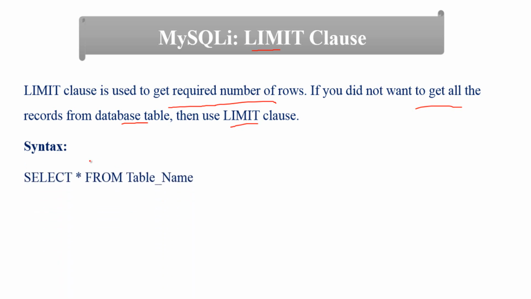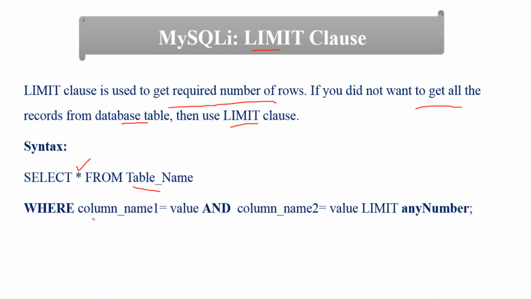Its syntax is: select all from table name. All means all the columns we want to select from this table. Here you have to mention the table name, and where column name one has this value, and column name two has this value, and limit, and any number you can mention here. For example, according to this condition there are 10 records that will be displayed to the user, but we make a limit of 5. Limit 5 means that only 5 records are needed.